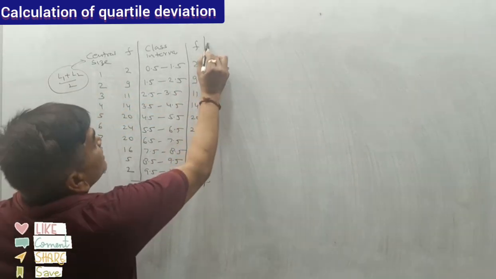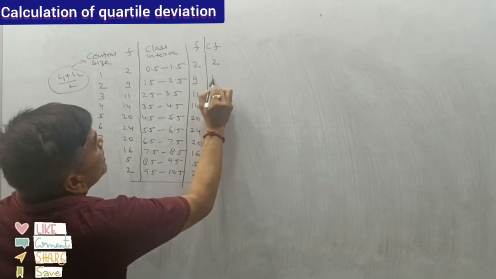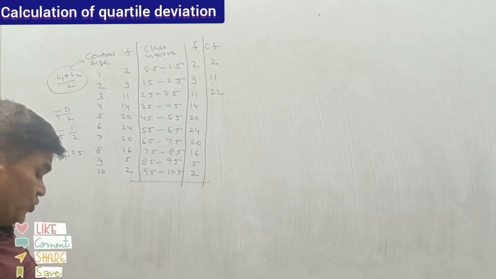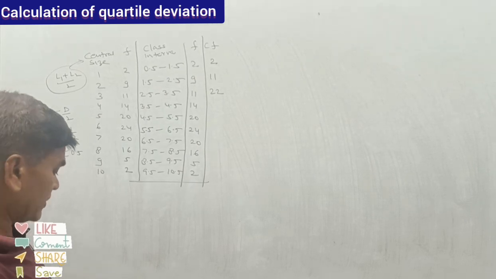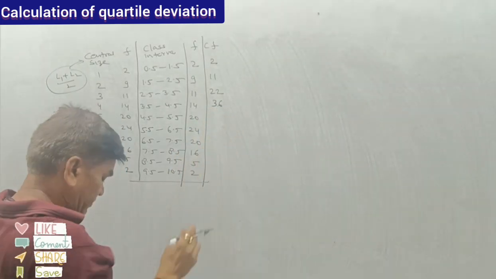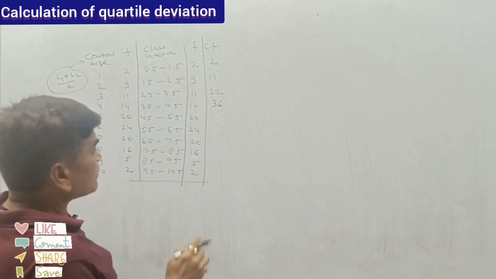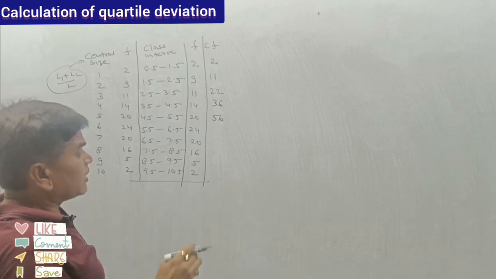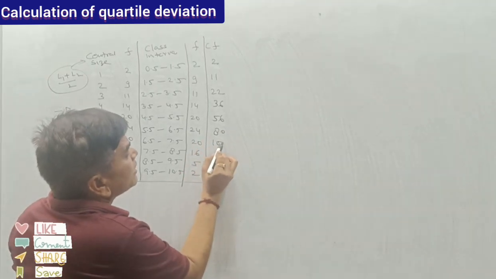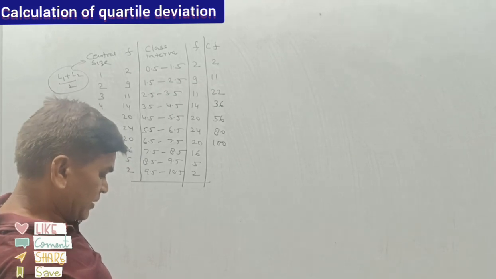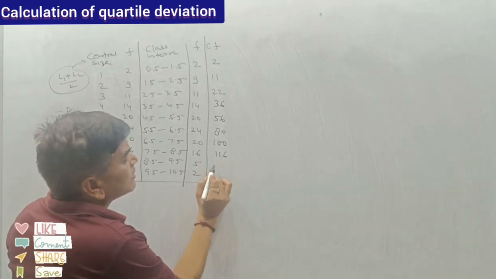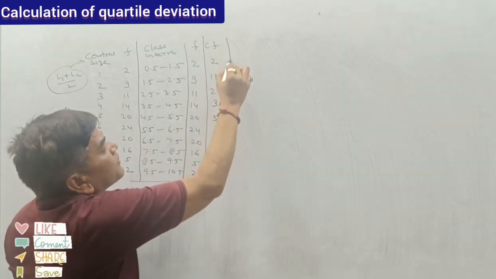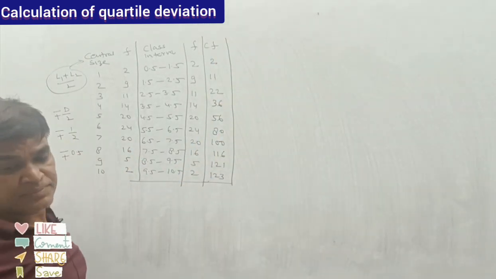Now we require cumulative frequency, that is 2, 11, 22. 22 plus 14, that is 36, plus 20, that is 56, plus 24, that is 80, then 100, then 116, then 121, then 123. Okay.